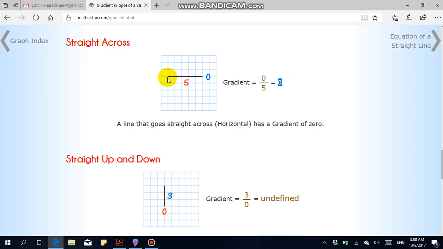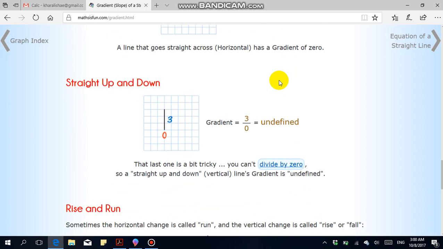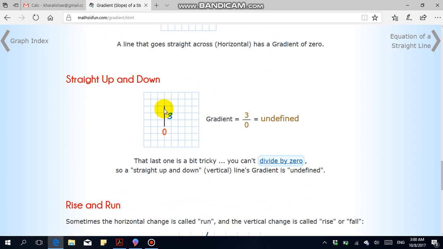However, there is a change in x of 5 units, as you can see, but anything over 0 is equal to a 0 in itself. And in this case, the gradient of the line is undefined.